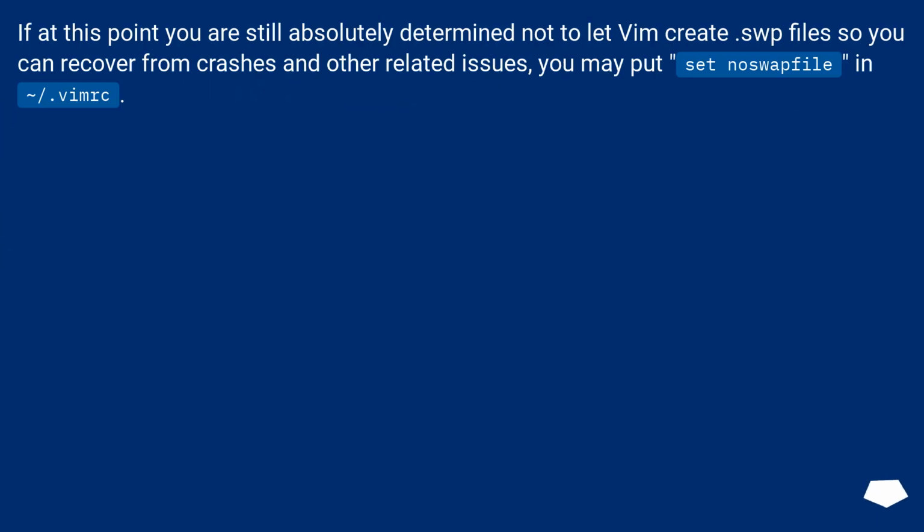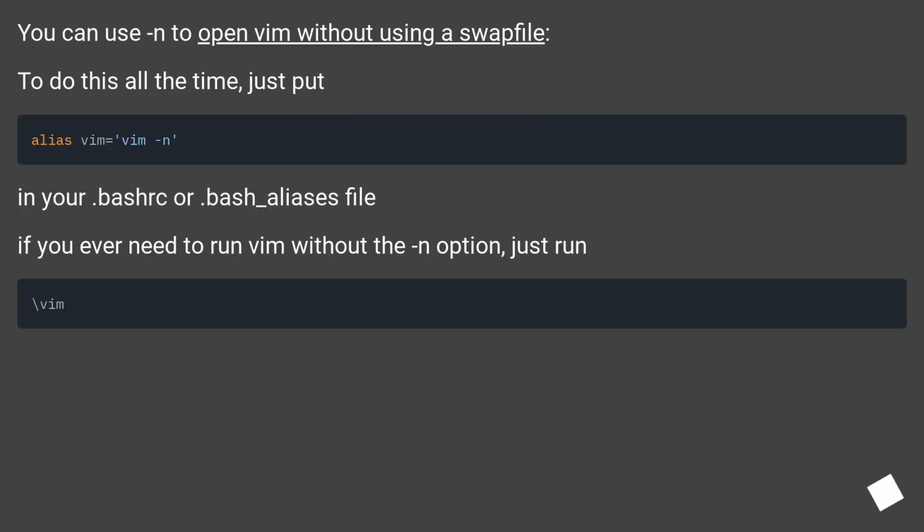If at this point you are still absolutely determined not to let Vim create SWP files so you can recover from crashes and other related issues, you may put set noswapfile in ~/.vimrc. You can use -n to open Vim without using a swap file. To do this all the time, just put an alias in your ~/.bashrc, or ~/.bash_aliases file. If you ever need to run Vim without the -n option, just run it as follows.